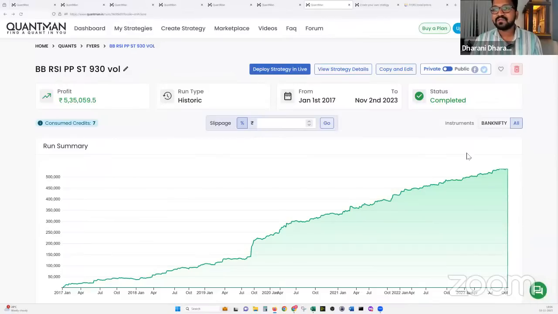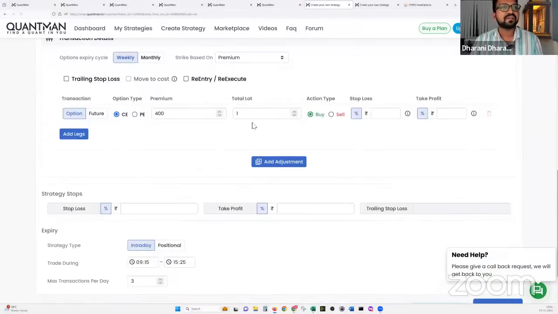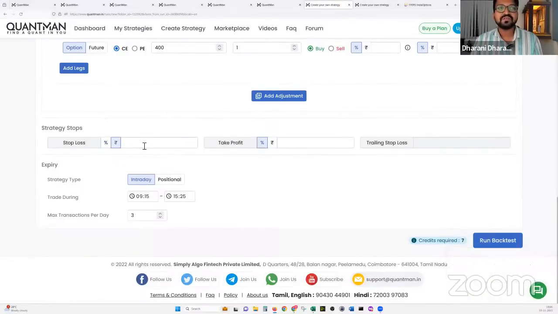Set target like 1:3. Yeah, you can just do that. It's not exactly 1:3. You can just trial it, as well as you can give something on the strategy stop, like you just give 1,000 rupees loss and 3,000 rupees profit. Like this, you can just give it.